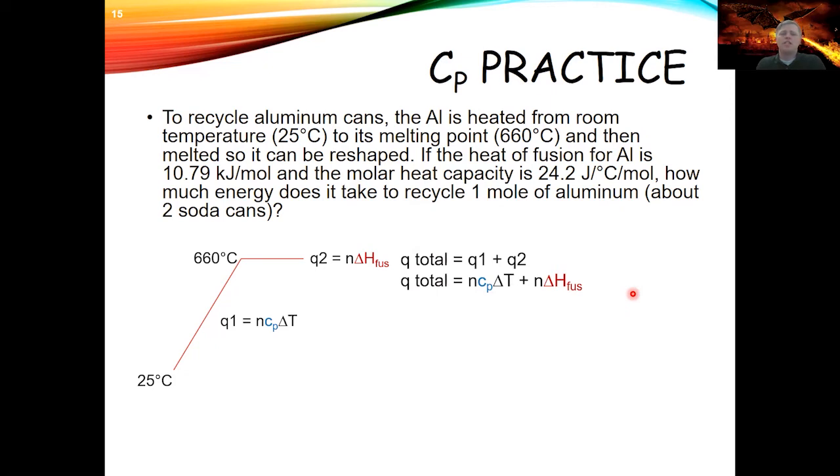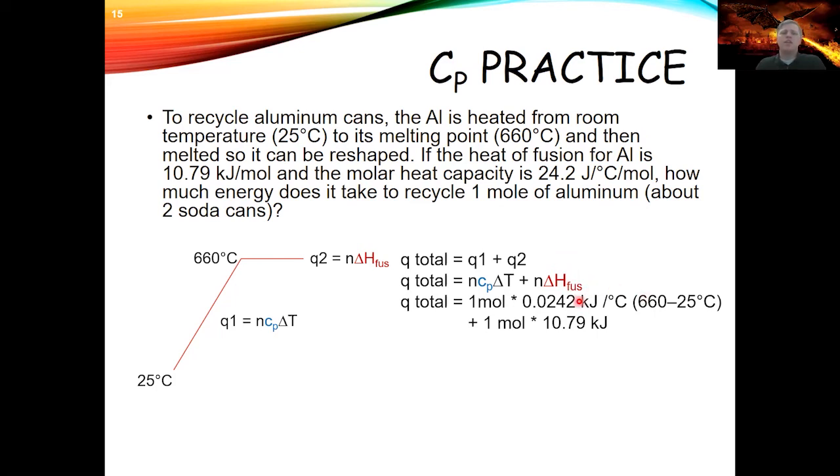And at this point, it's just plugging in numbers, right? I've got 1 mole in for each of these n's. For my heat capacity for my solid, as I'm heating, I am going to convert that from joules per degree Celsius per mole to kilojoules per degree Celsius per mole. The reason I'm going to do that is because my phase transition delta H value is listed in kilojoules. And if I'm adding two values together, they need to be in the same units. So always try and make sure to match those.